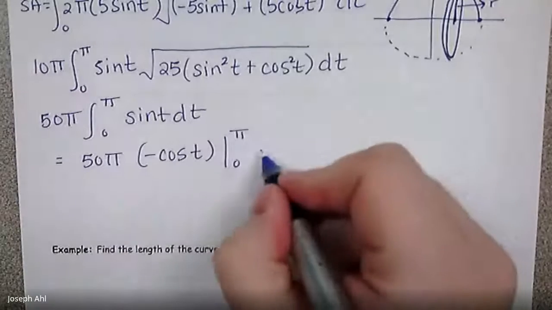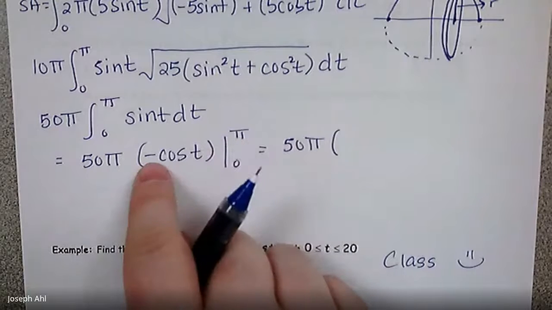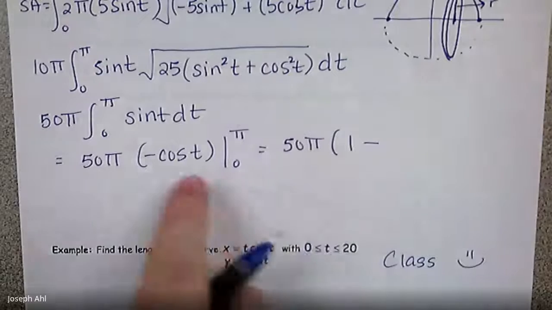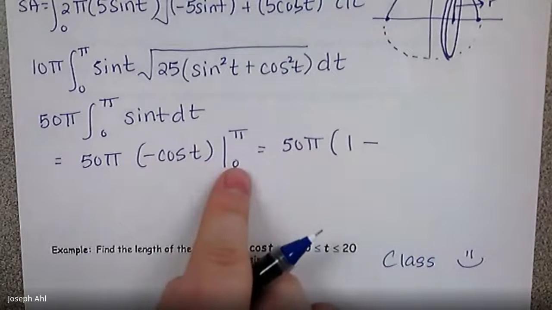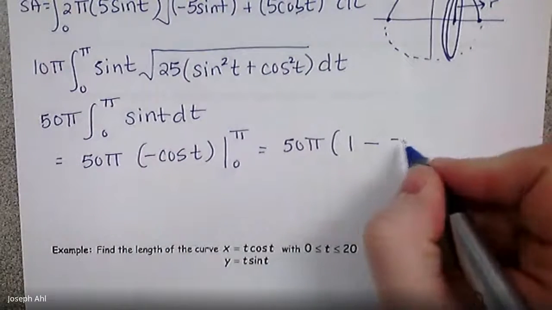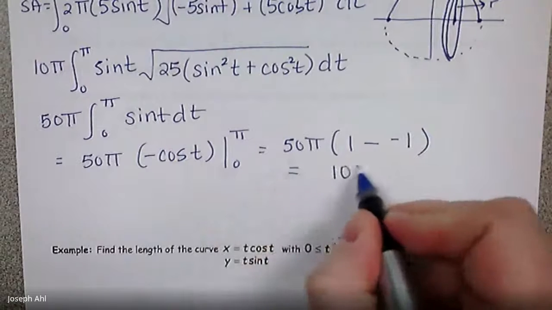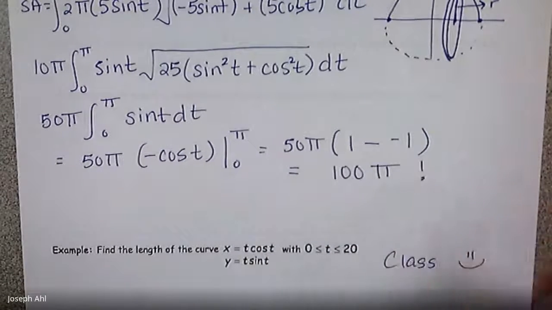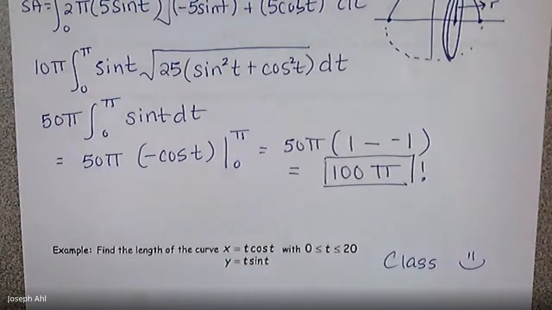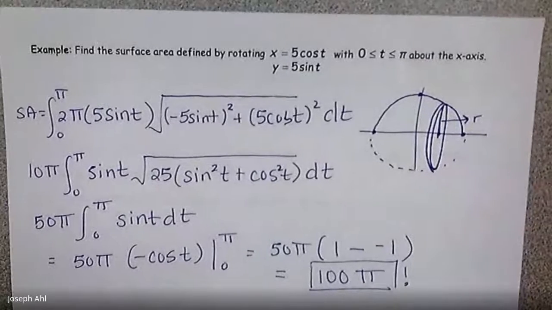And if we plug in those bounds, it's going to be 50 pi times cosine of pi, which is -1, but I'm negating that, so now we're at +1, minus, well, cosine of 0 is 1, but then we're negating that, so we're subtracting -1 there. Well, 1 plus 1 is 2, so therefore we get a total answer of 100 pi as the surface area that's determined from rotating this semicircle about the x-axis.